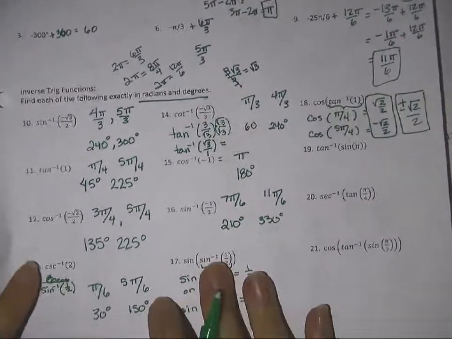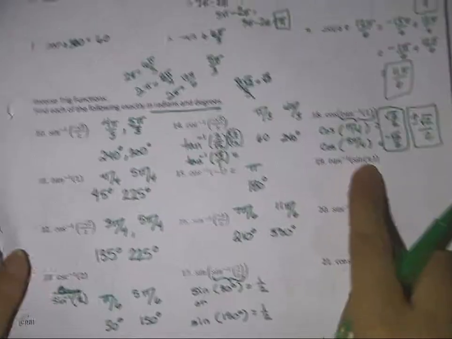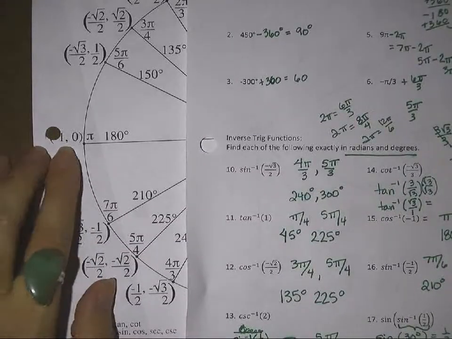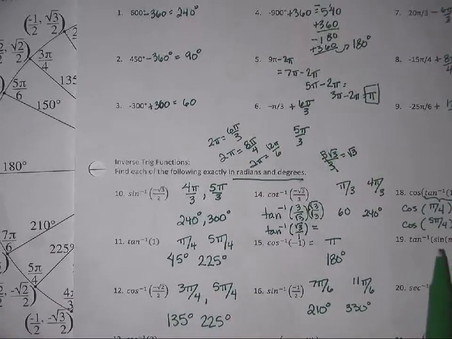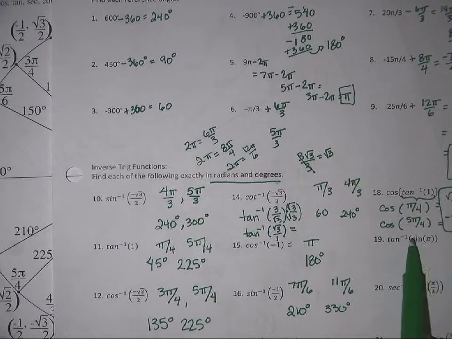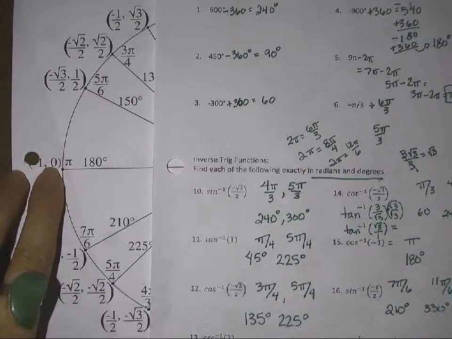Okay, let's try another one of those. The sine at pi, well, here's pi. The sine at pi is 0. And notice this one is actually the sine at pi, not the inverse. So this says the sine at pi. Well, the sine at pi is 0.